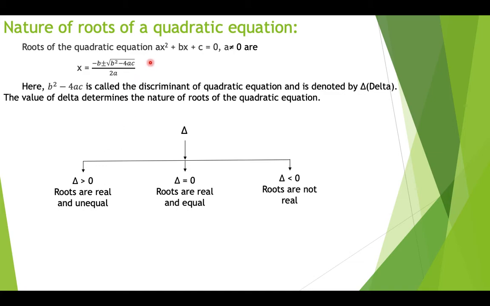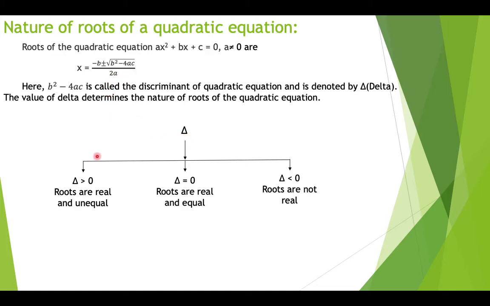If you have a quadratic equation ax square plus bx plus c is equal to 0, where a is not equal to 0, we get the nature of the roots. The roots of the quadratic equation are x is equal to minus b plus or minus root of b square minus 4ac upon 2a. In this, the b square minus 4ac term is also called the discriminant of the quadratic equation. It is denoted by the symbol delta.